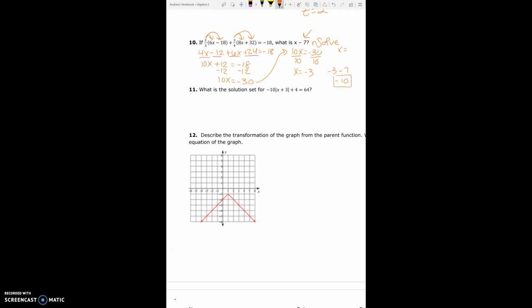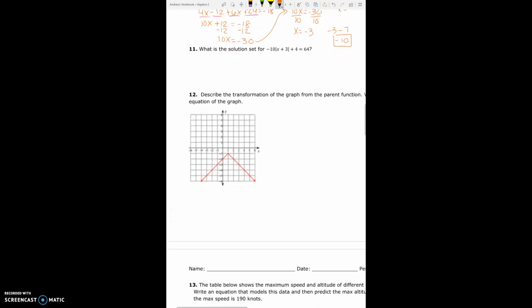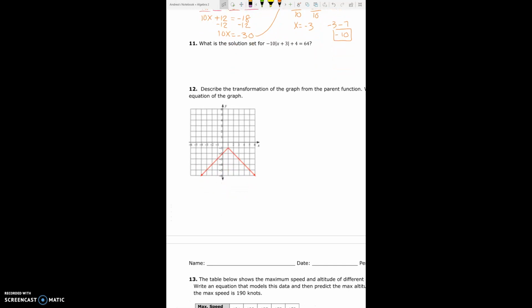Question 11 says, what is the solution set for negative 10 times the absolute value of x plus 3 plus 4 equals 64? So absolute value typically has two answers, unless for some reason you end up getting a negative number, and that will be no solution. So I'm going to start off by trying to isolate the absolute value on one side of the equal sign. So I'm going to subtract 4 from both sides. I'll have negative 10 times the absolute value of x plus 3 equals 60.